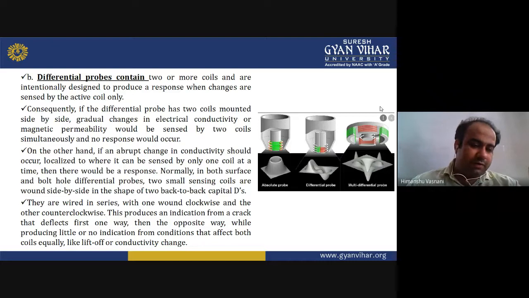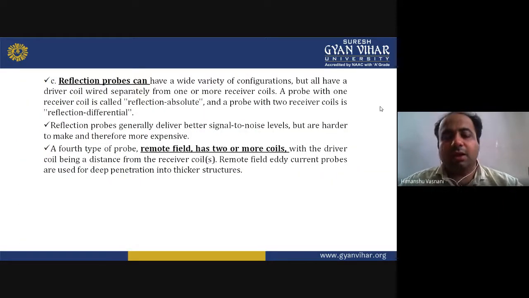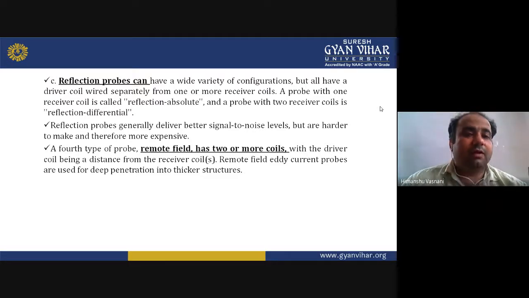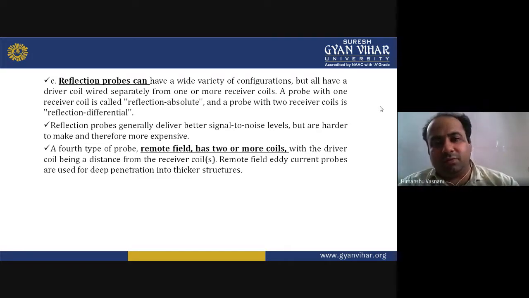Now, the third one is reflection probes. These probes can have a wide variety of configurations, but all have a driver coil wired separately from one or more receiver coils.